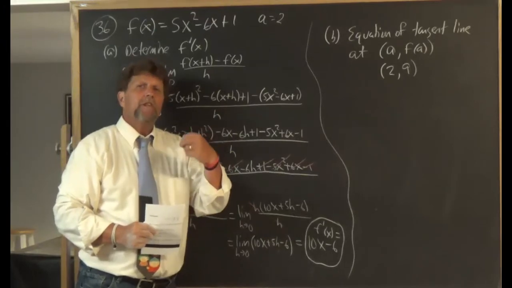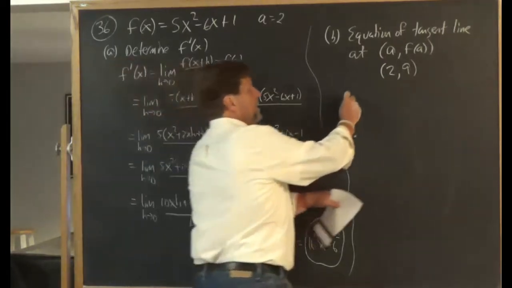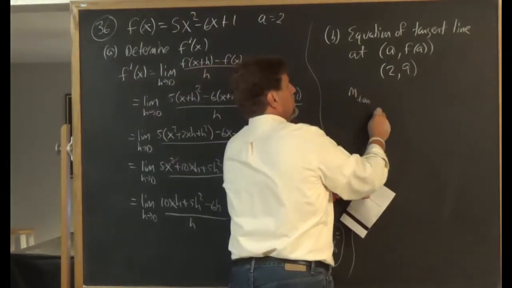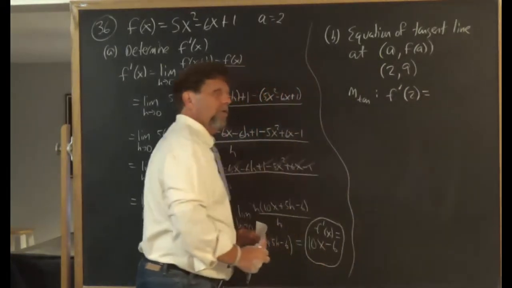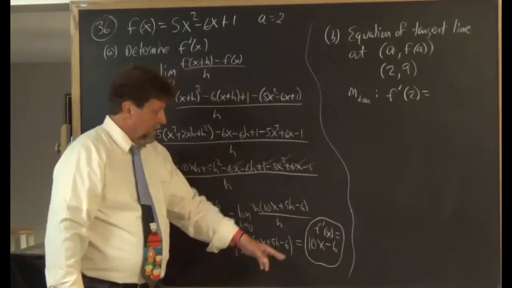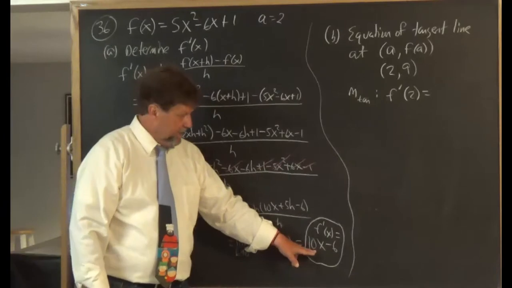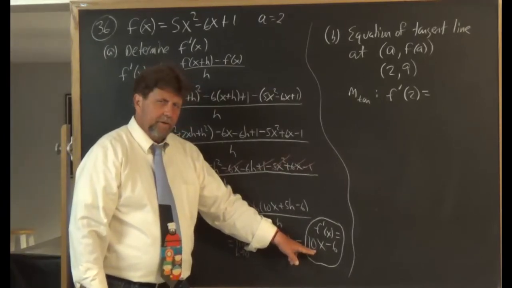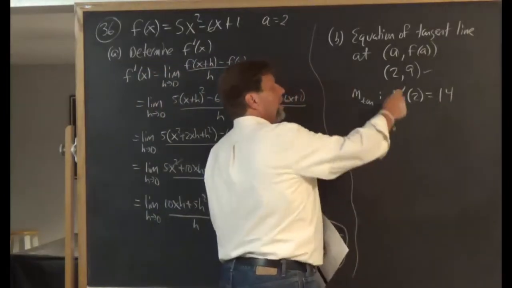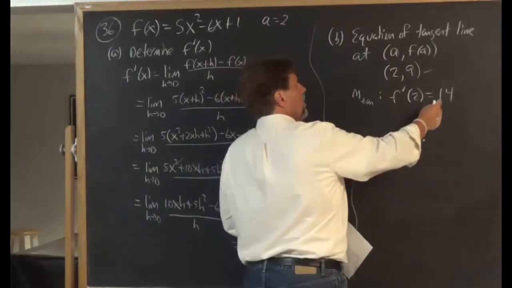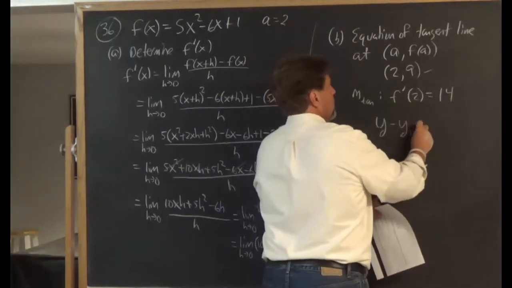We just need to determine the slope of that tangent line. The slope of the tangent line for this problem is found by evaluating the derivative at 2. This x value, 2. Well, here's the derivative, f prime of x equals 10x minus 6. Evaluate that at 2. So we have what? 10 times 2, that's 20. 20 minus 6, 14. We know the point of tangency. We know the slope of the tangent line. So we will use the point-slope form of a line.